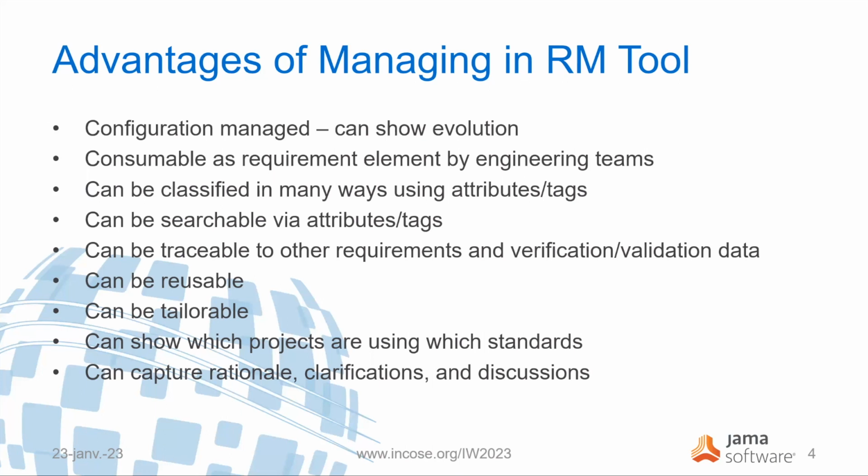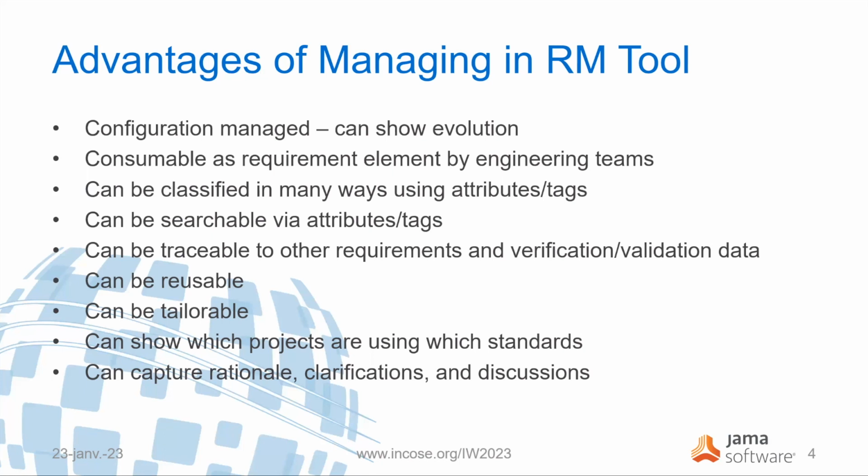And then, when they're in there, you can classify them. You can use attributes and tags to classify them, to make them easier to search, easier to manage and understand where they're being used, what's the rationale, how are you testing them, that sort of thing. And then when you do have them in an RM tool, it becomes natural and easy to trace them to other requirements, to trace them to V&V data, and then you can reuse them too.